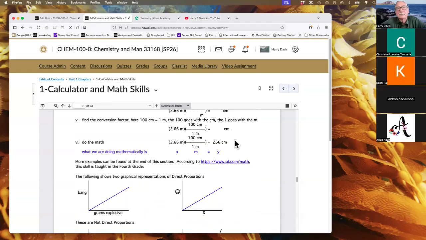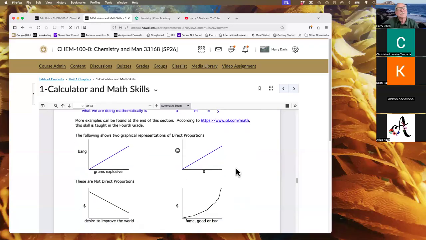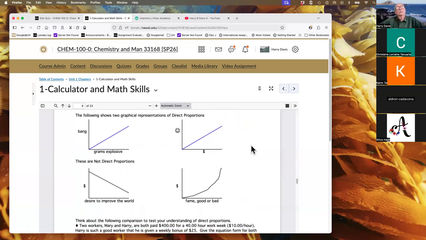If you don't use this method and you know there's 100 centimeters in a meter, you might be thinking, do I multiply or divide? I don't know, I forget. Well, you use the units so you don't have to go through that. And what we're really doing here is y is equal to mx. Really this skill should be taught in 4th grade, according to this website over here. So you can see why the direct proportion is so important.